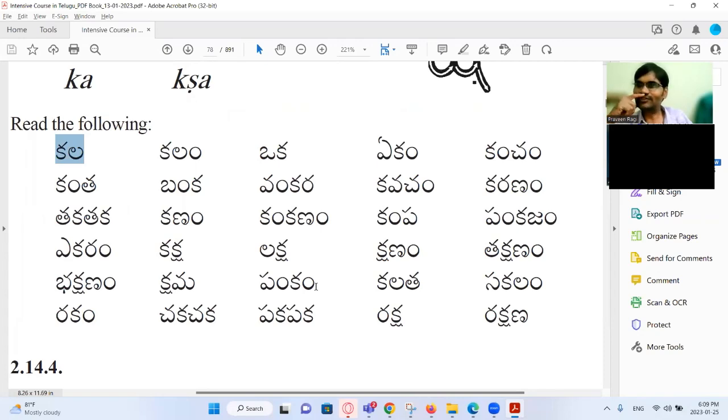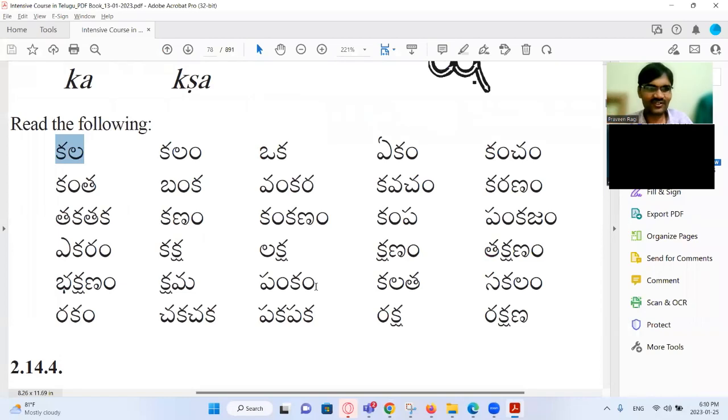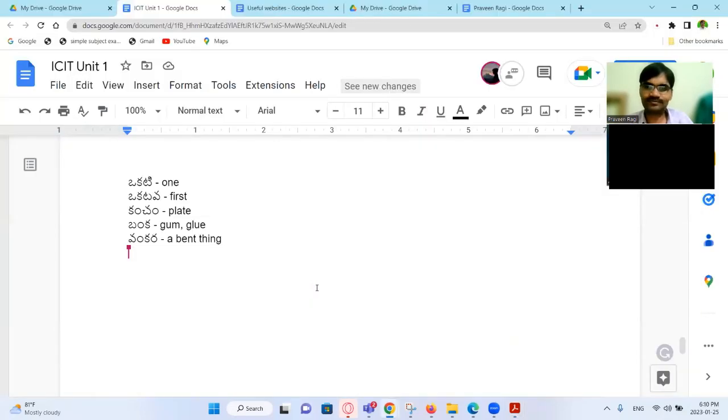Laksha means, I think you know. Do you know laksha? Like 1 lakh. Kshanam means second, 1 second. Are you writing or skipping? If you know already, I think it's okay, I can skip that one. Rakam means type, or kind, which type, what kind, sometimes we say like that.